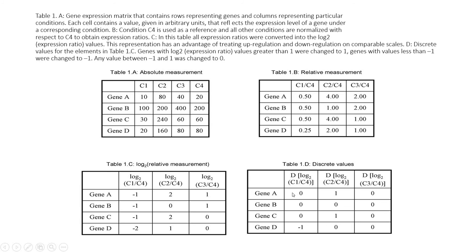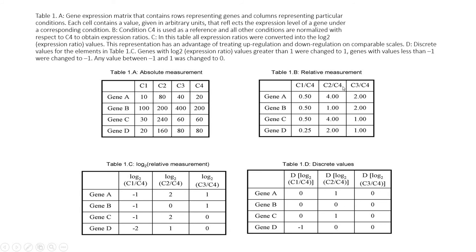In table 1D you can see these are the normalized values, and we have taken the different genes A, B, C in the different rows. In the columns you can see 0, 1, 0, these are the values. This is the value like C1 divided by C4, like 10 divided by 20. Here it is transformed. This is a relative measurement, but it is shown as a 0 because it is less than 1.